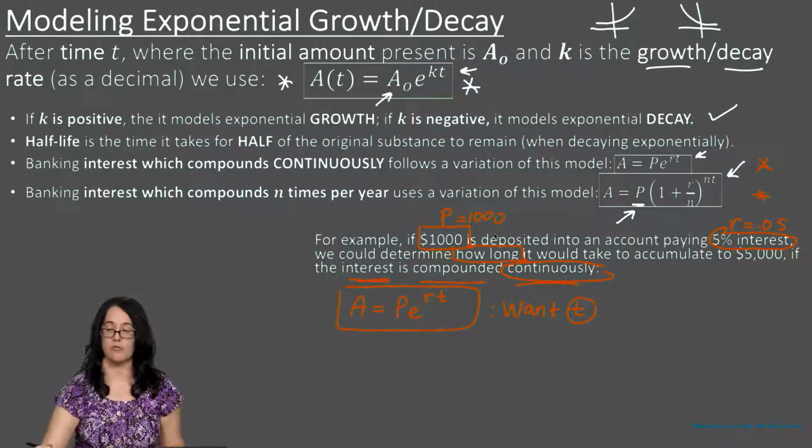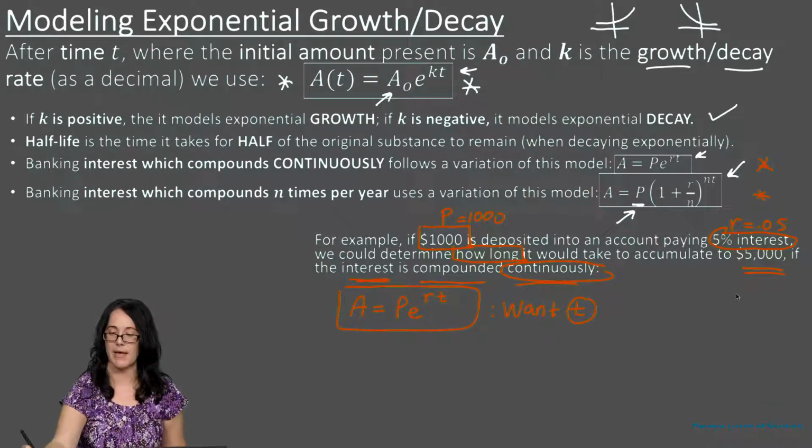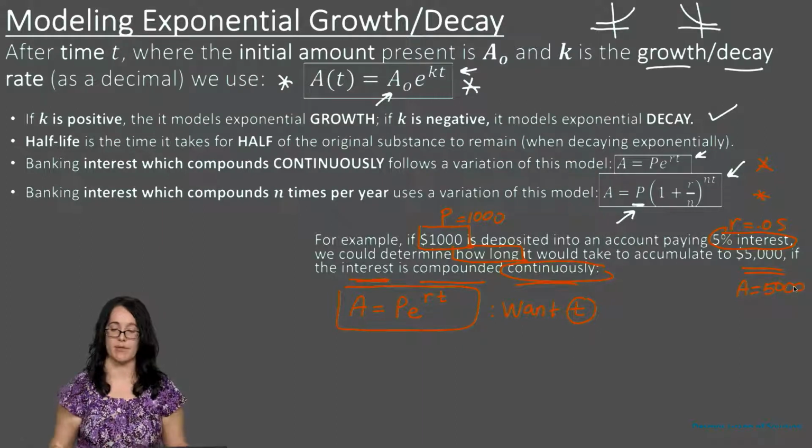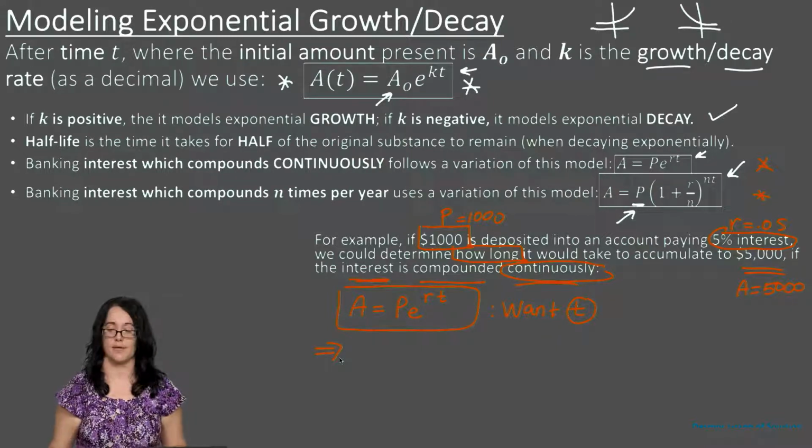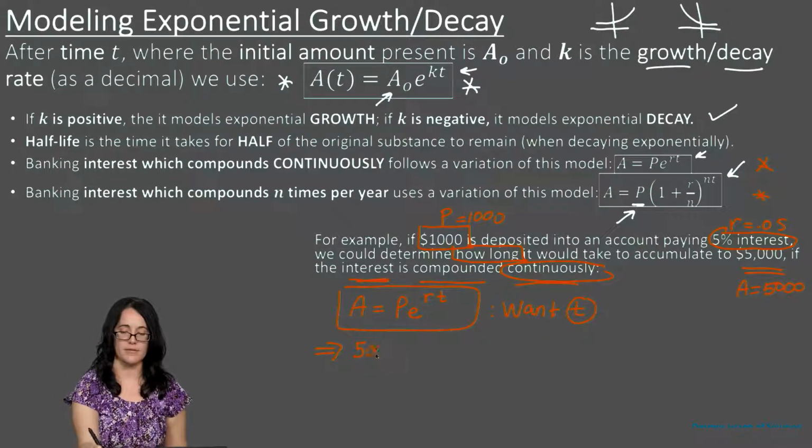Would it take to accumulate $5,000? So what is that amount? Well, that's the accumulated amount. So A is 5,000. What else did they tell me? Well, it's compounded continuously. So I have everything I need. Plugging in what I have then, let's see what we could rewrite this as. A is now 5,000. P is known to be 1,000. e is Euler's number, so it's still e. My interest rate is 0.05, and t is what I'm solving for.